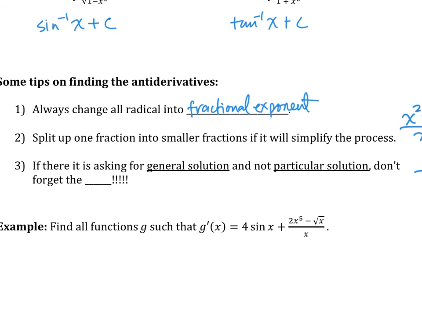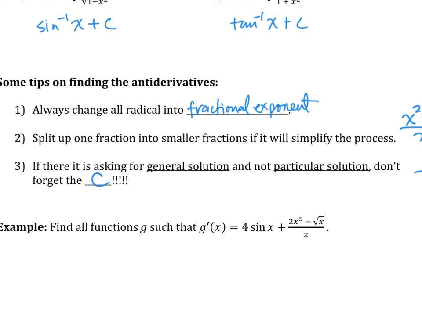Number 3, if it's asking for a general solution, not a particular solution, so that means we're looking for a very, very general solution and they don't tell us the initial condition, don't forget the plus C. This is very important again.